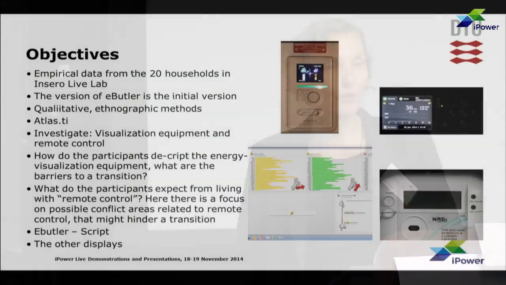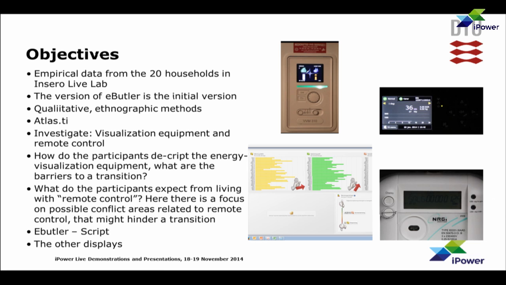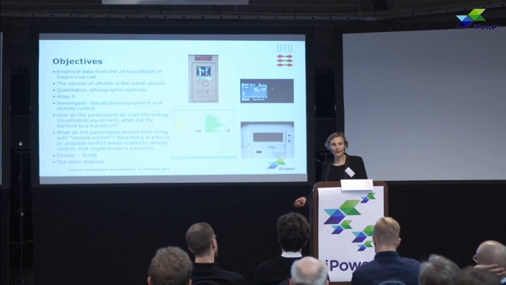Now, the Insero Live Lab webpage informs that this home automation system, e-butler, presents data collected from the house, which gives a good overview of the consumption and understanding of the energy consumption. This system also makes it possible for the consumers to set when to charge their cars or to consume electricity through the heat pump. So the e-butler should give the users information about their own energy system, specifically within the two main areas of using electricity, which are the car and the heat pump in this case.